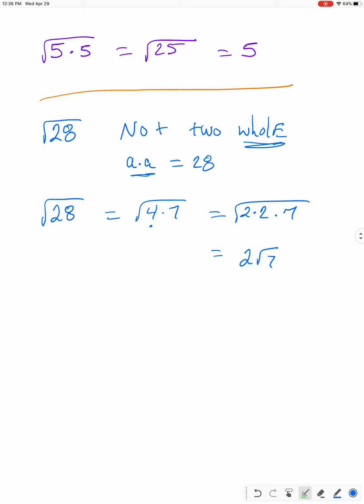How about 126? So 126, take the square root. Well, 126 is the same as 2 times 63. And you take the square root. And 63 is the same as 9 times 7. So I have 2 times 9 times 7.